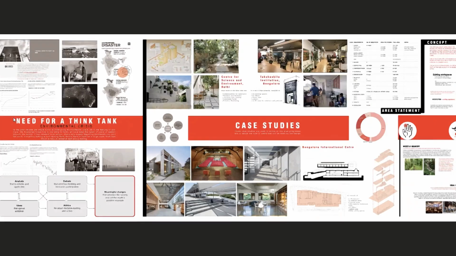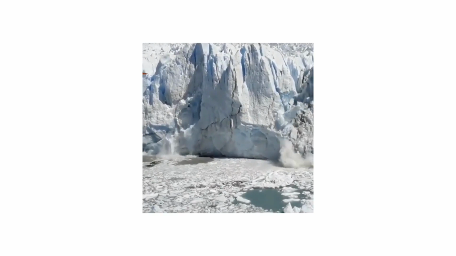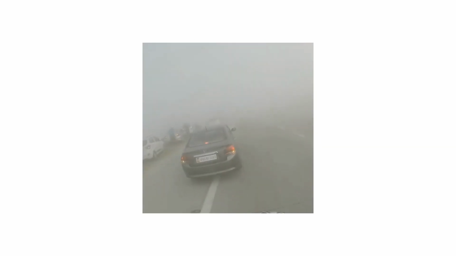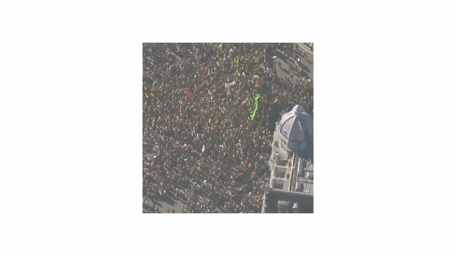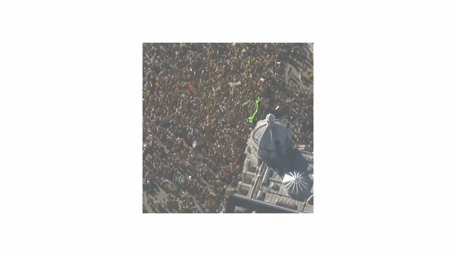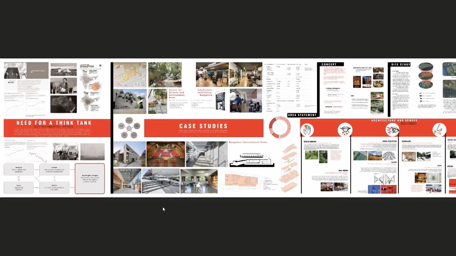So, why a think tank in India? In the past decade, the whole world has undergone environmental crisis, be it the melting of glaciers, the Australian forest fire, or the smoke in Delhi. All have been the result of years of neglect towards nature. It has reached an extent where only largely impacting movements can save the earth, and policymaking is one of them. Hence, there is a need of a large-scale think tank which will help in research and policy making.